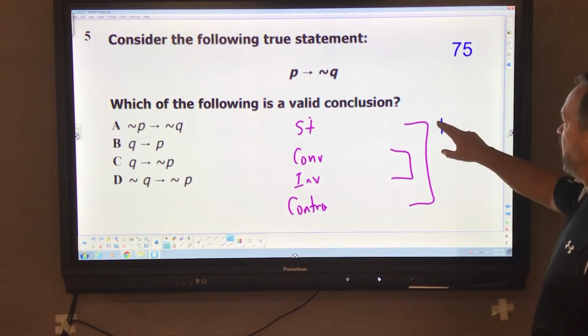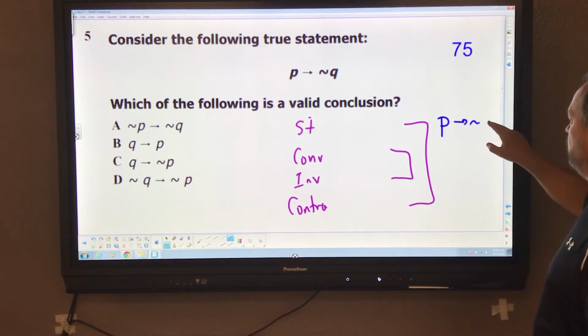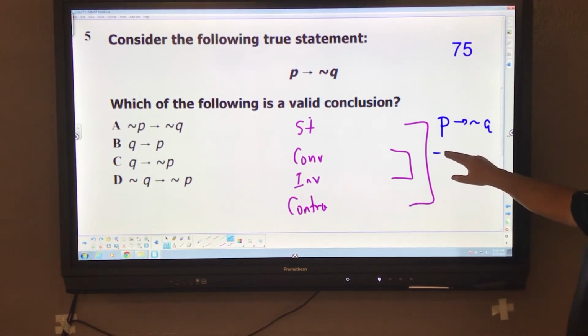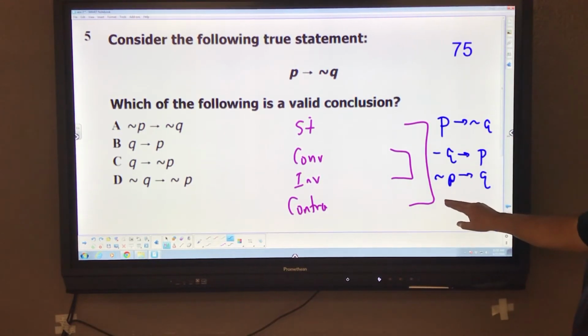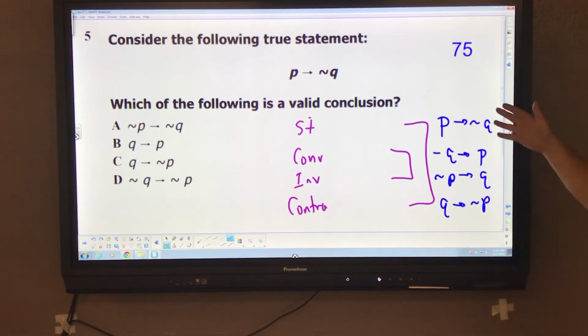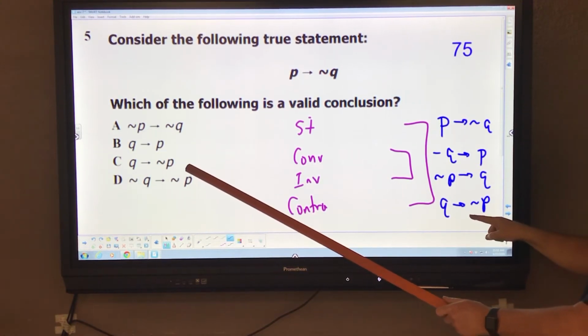So in other words, a P implies not Q statement. The converse is the flip, which is not Q implies P. The inverse of that is the negation, which is not P implies Q. Think about that. Negate. And then the contrapositive, you do both. So you're going to bring this, you're going to flip it and negate it. So it was already a negation, so now it's an is. And then you bring this one over and negate it. And you look at those, if this is the original statement, then this has to be the one that is also true. And that's the C answer.